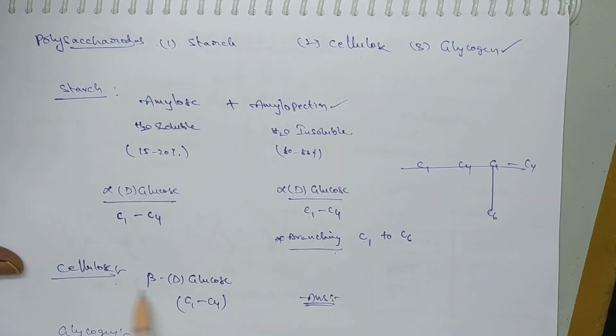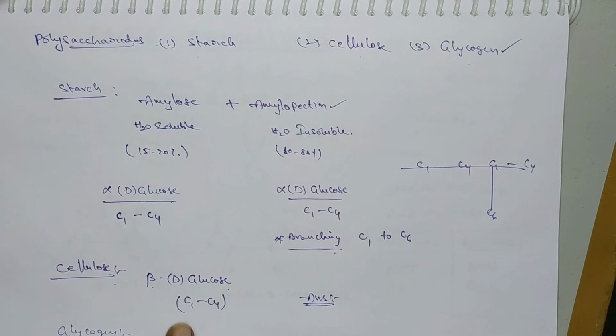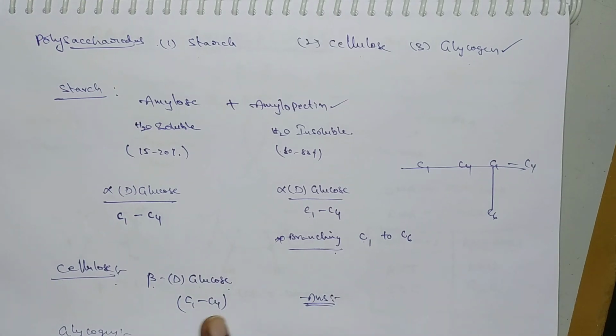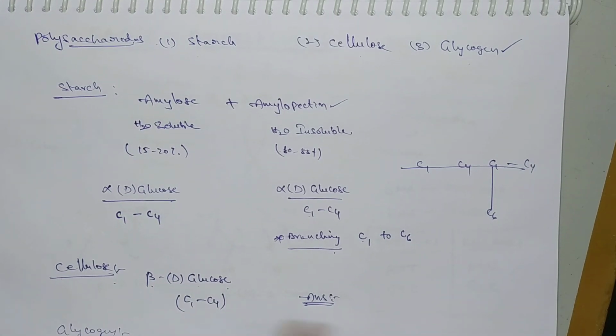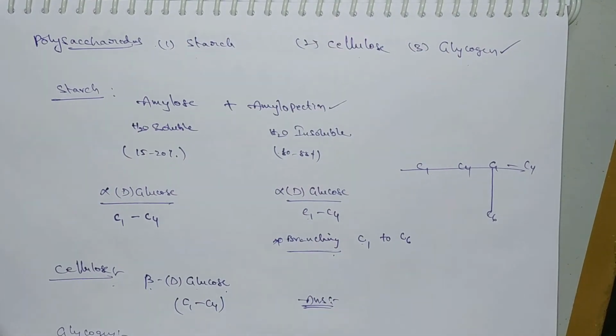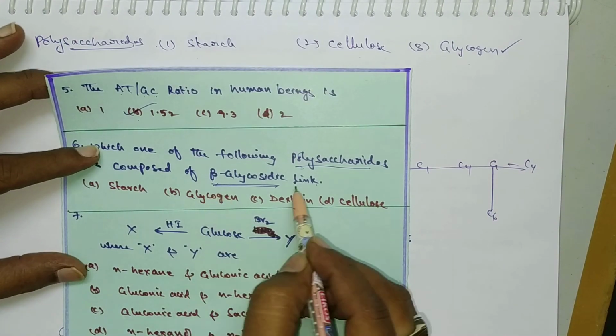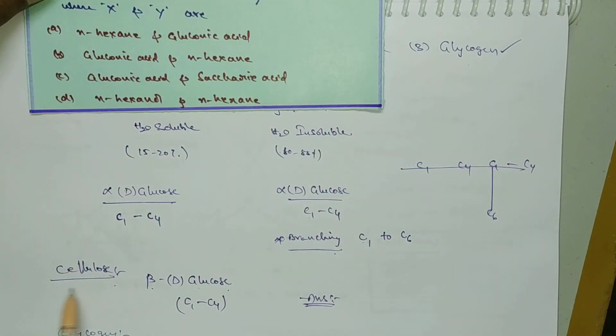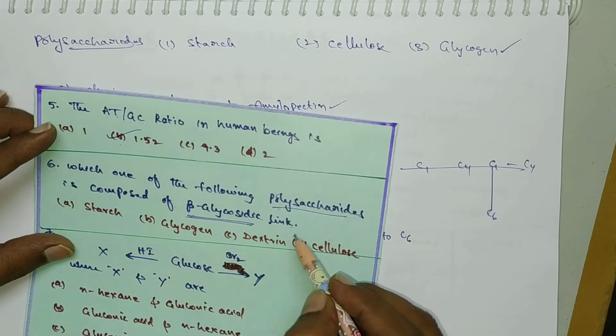So in case of cellulose, beta D glucose moieties are there. All are beta D glucose moieties and there exists a point of linkage between C1 and C4. So here, due to presence of these beta D glucoses, there exists beta glycosidic linkage. Okay, so in case of cellulose, there exists beta glycosidic linkage.